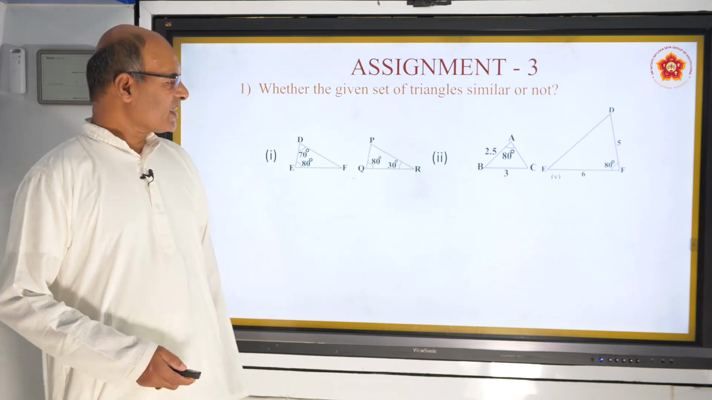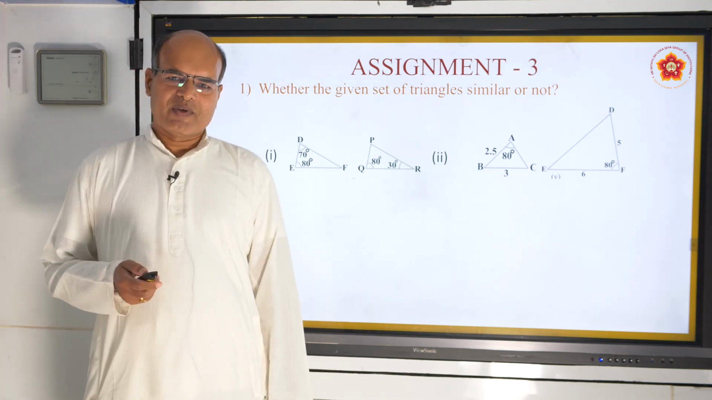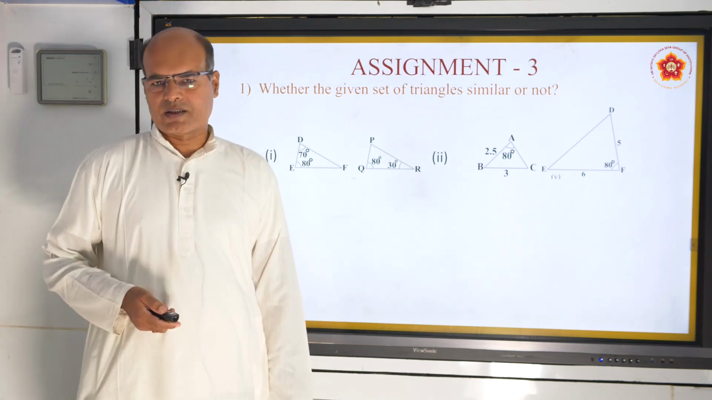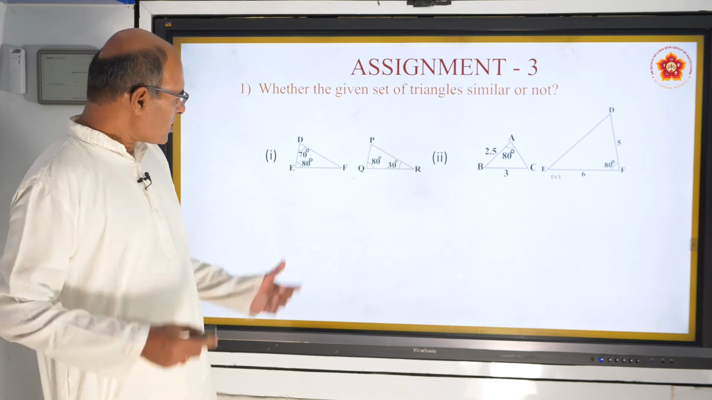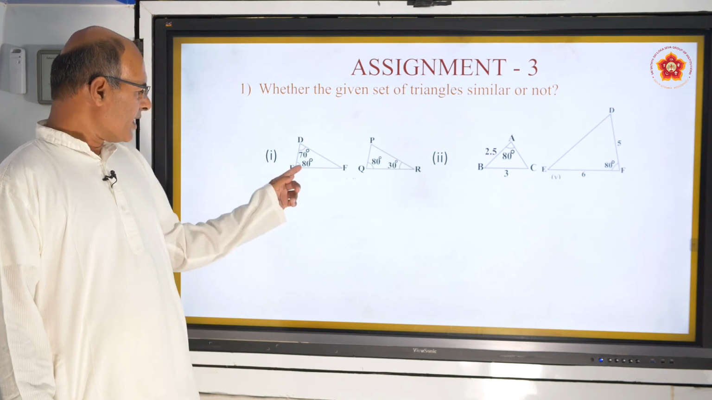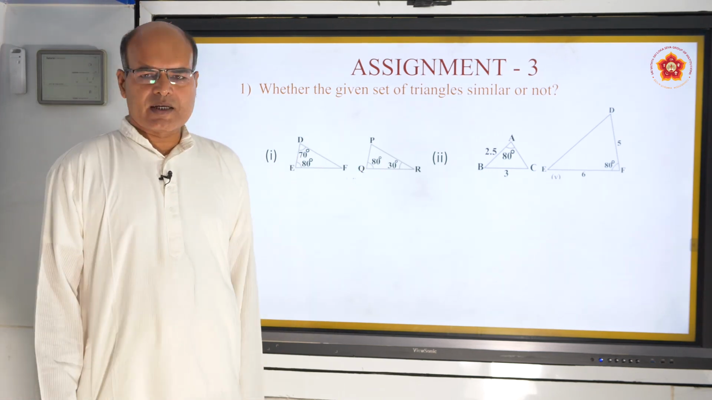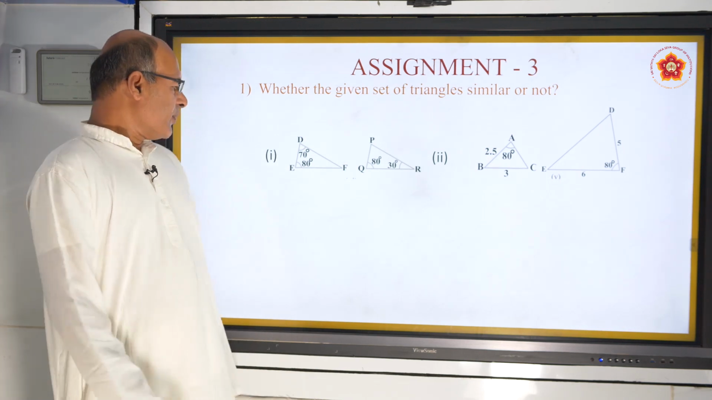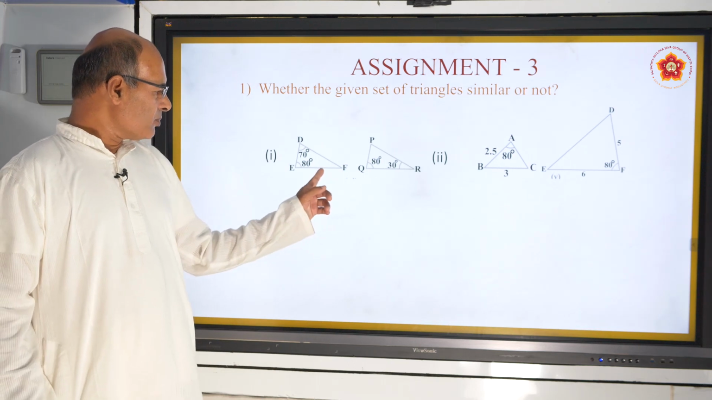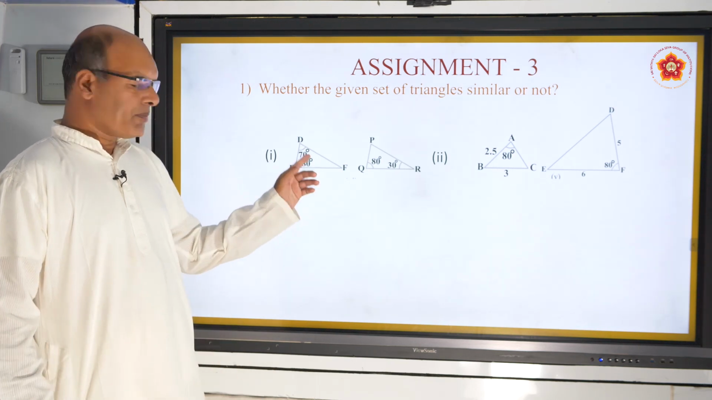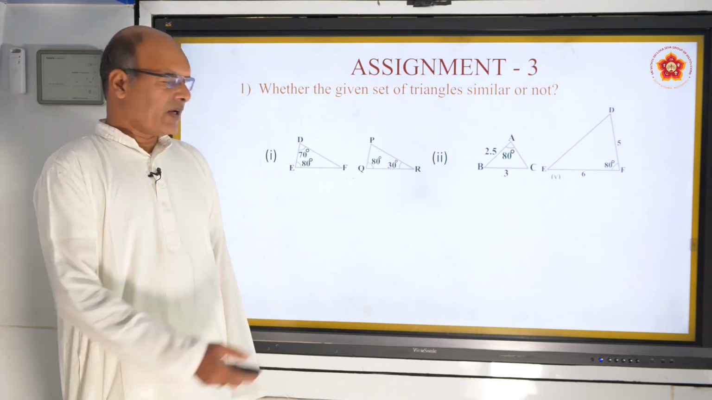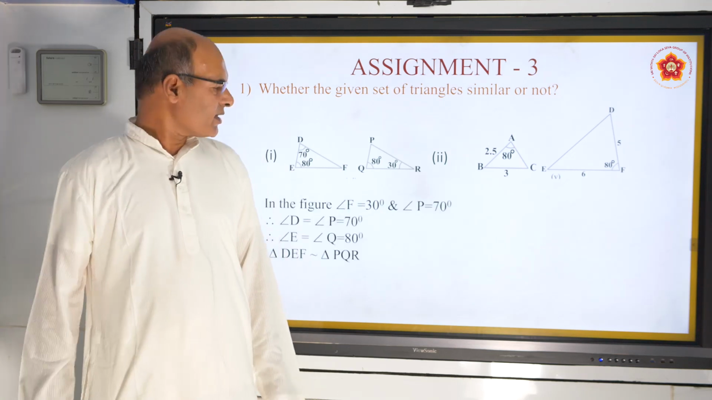Before that, let us look at the answers for the questions given in the previous video. First question is whether the given set of triangles are similar or not. At first look, you may think that these two triangles are not equiangular. Here one is 80 degree and 70 degree, here 80 degree and 30 degree. But if you find out the remaining angle using angle sum property, angle F becomes 30 degree, that is 180 minus 80 plus 70. Here angle P becomes 70 degree. Therefore these two are equiangular triangles and hence they are similar.